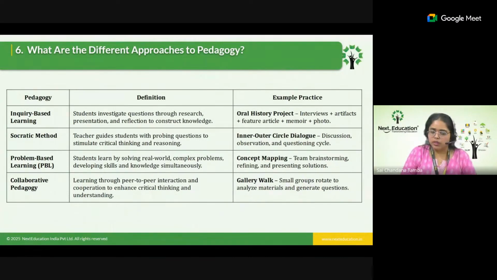Moving forward, next is the Socratic method. In the Socratic method, the teacher guides the students with probing questions. The teacher asks the questions, as one of you said about open ended questions. That comes under the Socratic method, where the teacher asks open ended questions, and the students reflect on them, do critical thinking and logical reasoning, and answer these questions.